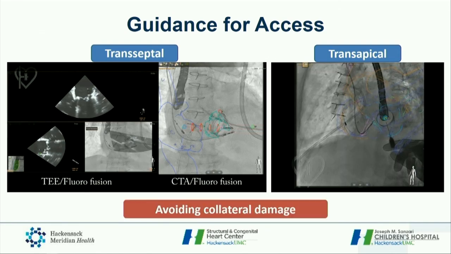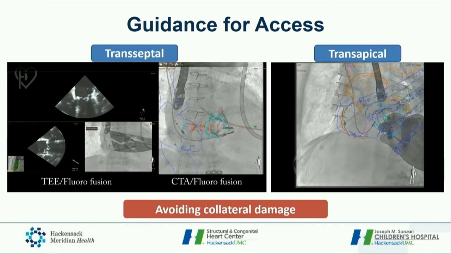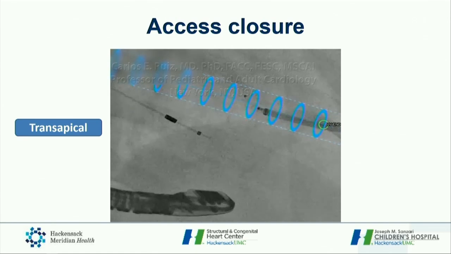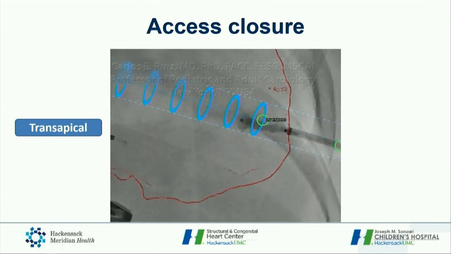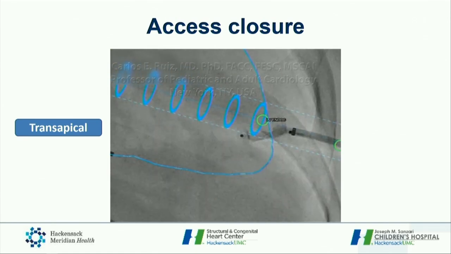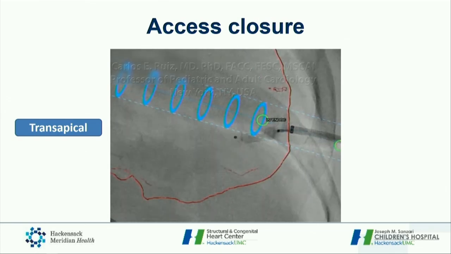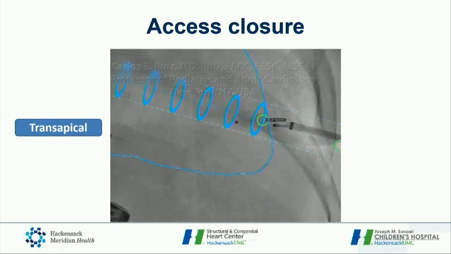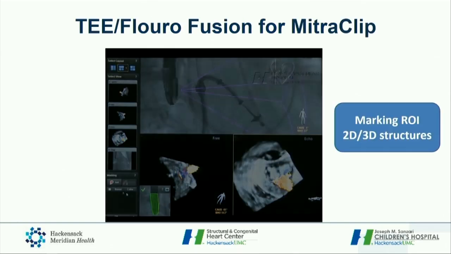The basis of doing this for access is avoiding collateral damage. So you can segment your lungs and display the lungs in there. If you need to drop the lungs, you can always do that. The other access region of interest here is the LAD. You can segment the LAD as well. So it is also useful for closure from transapical sites. You can segment your endocardial and epicardial sites, so you can flip-flop between these two to understand where you're deploying your plug.